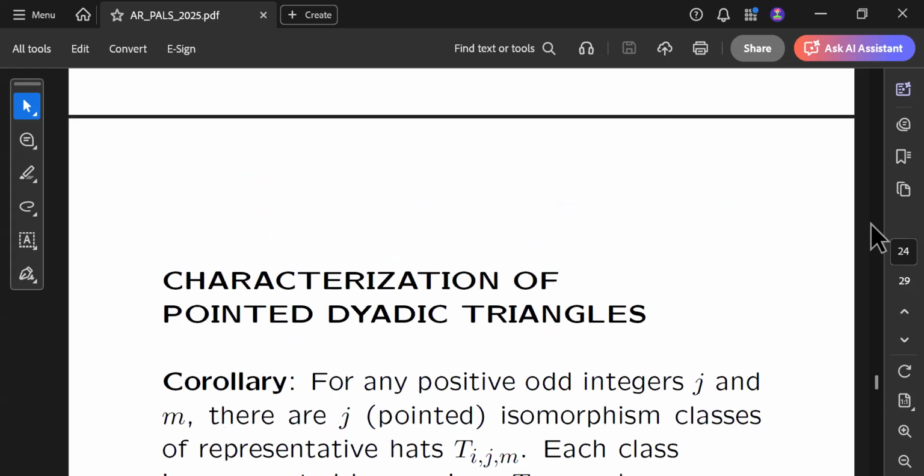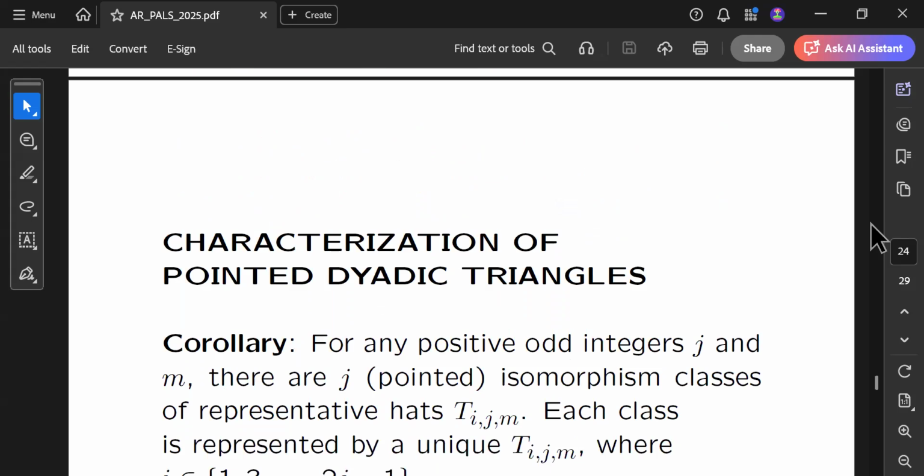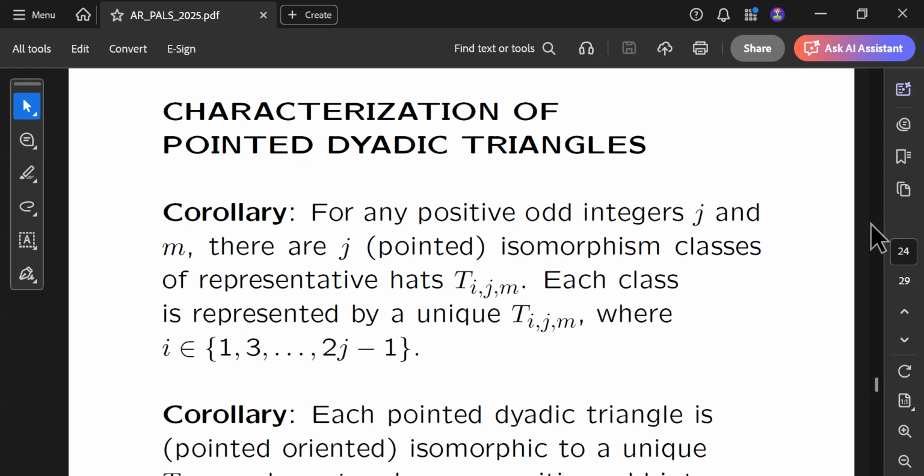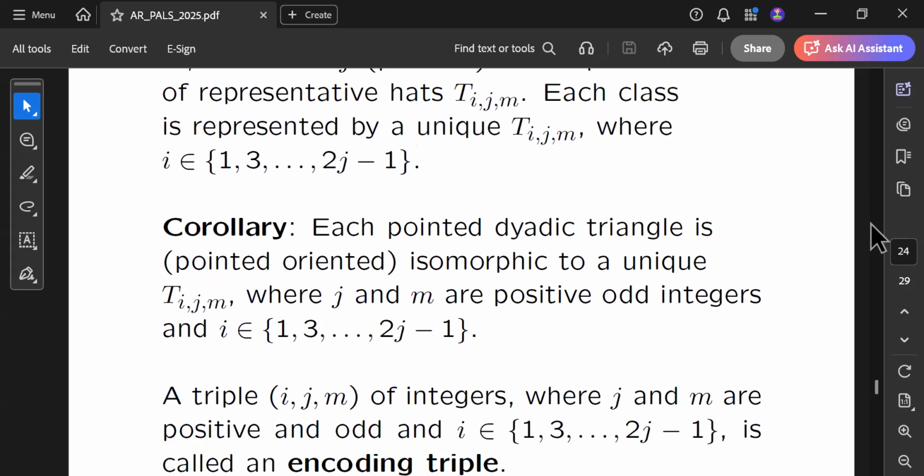As a corollary, we get a characterization of pointed dyadic triangles. So for any positive odd integers J and M, there are J isomorphism classes of representative hats T, I, J, M. And each class is represented by a unique triangle T, I, J, M, where I is also odd, but between 1 and 2J. And on the other hand, each pointed dyadic triangle is isomorphic to a unique triangle T, I, J, M, where J and M are positive odd integers, and I is an odd integer between 1 and 2J.